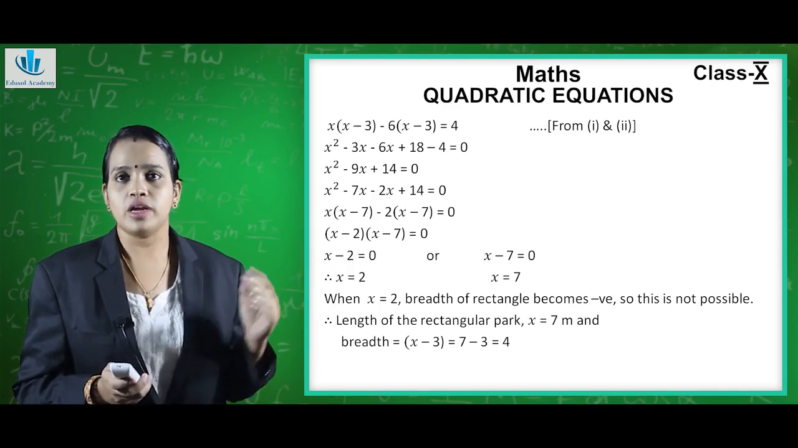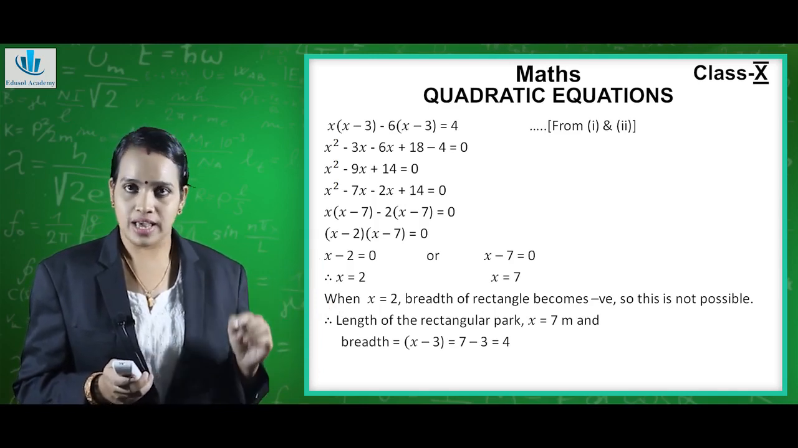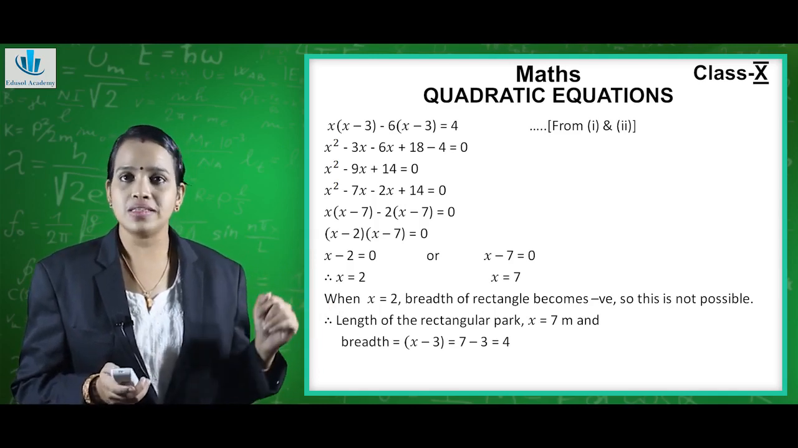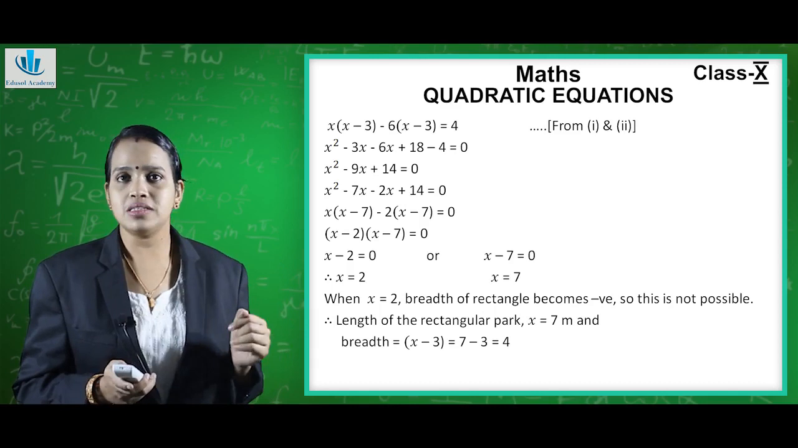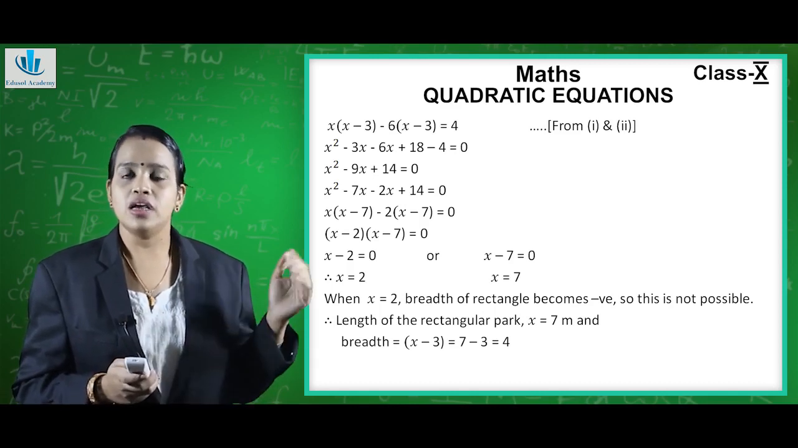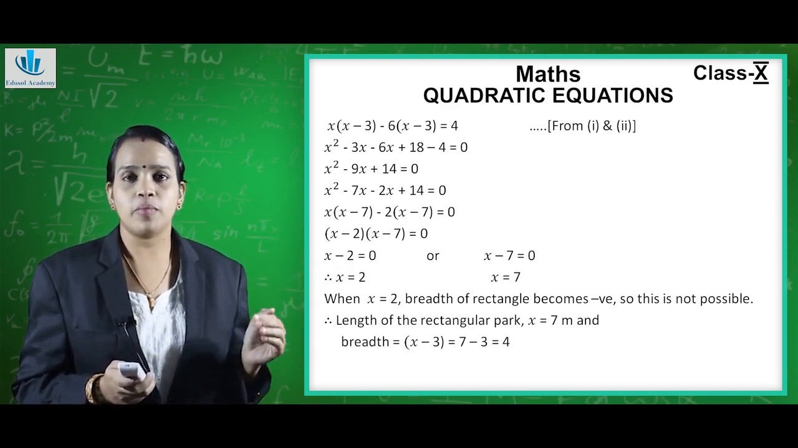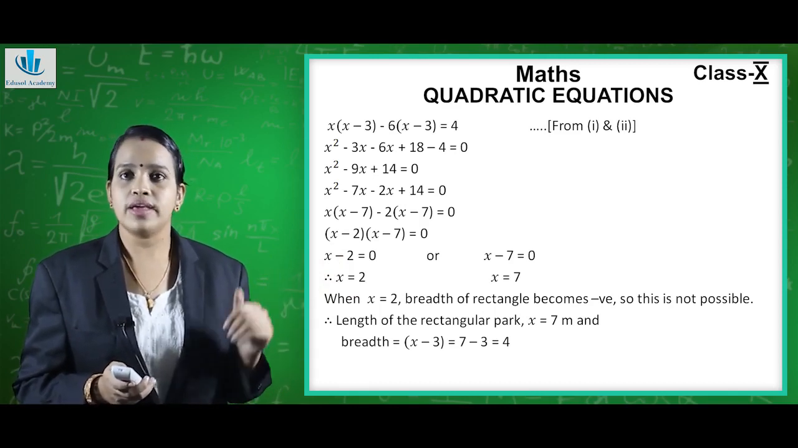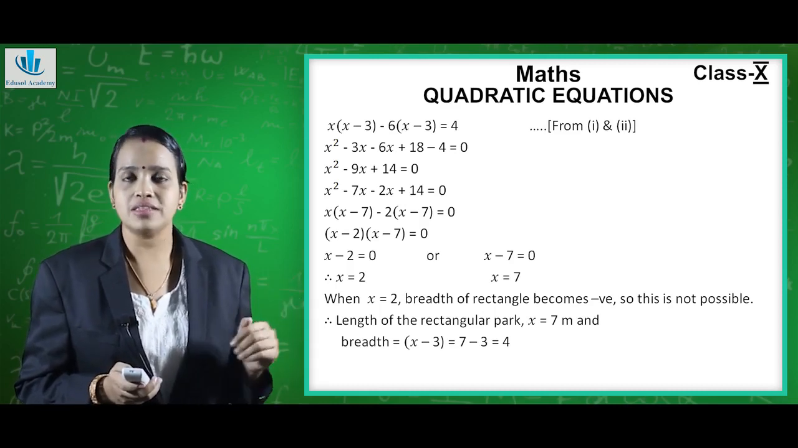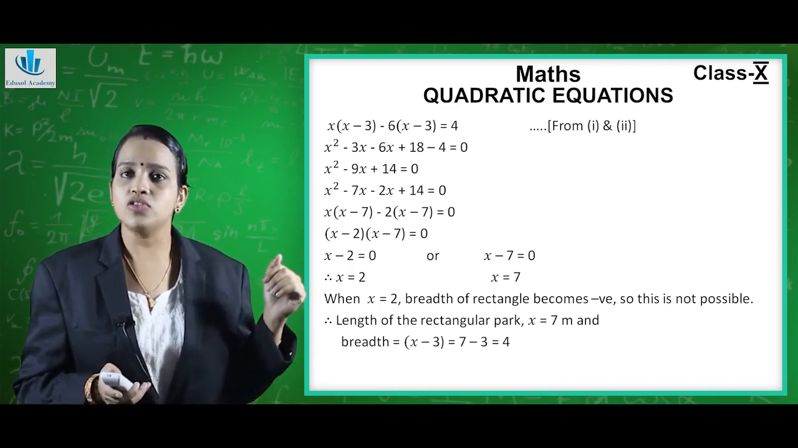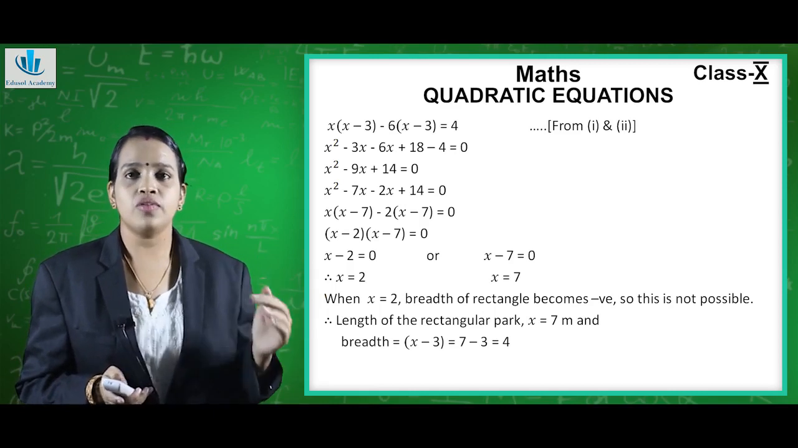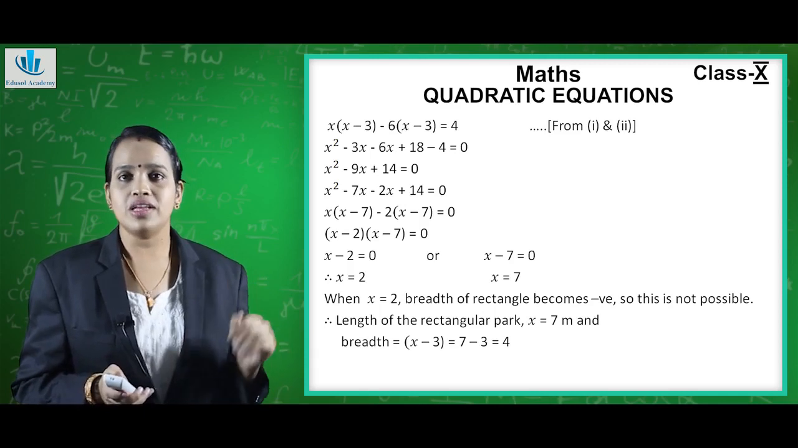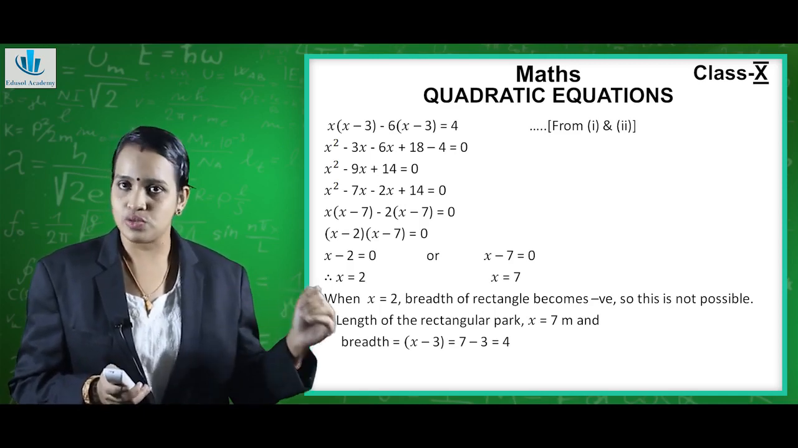Now we will open the bracket by multiplying. x into x, x raised to 2; x into minus 3, minus 3x; minus 6 into x, minus 6x; minus 6 into minus 3, plus 18. We will take 4 on this side, so it becomes minus 4 equal to 0. So x raised to 2 minus 3x minus 6x gives minus 9x, and plus 18 minus 4 gives plus 14 equal to 0. Now here we can split the middle term, so it becomes x raised to 2 minus 7x minus 2x plus 14 equal to 0.